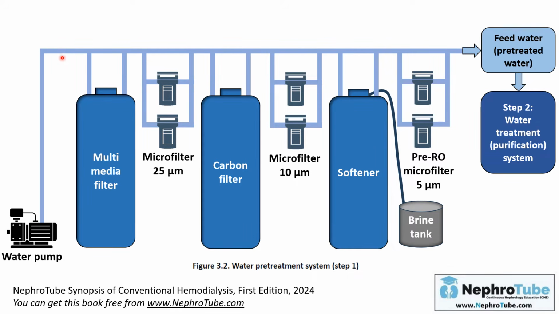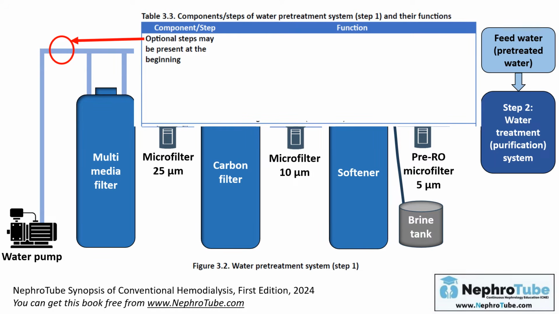Another point to add here, I want to add here that there may be some additional optional steps that can be used here before the multimedia filter at the start. So what are the optional steps that may be present at the beginning? One of them, there may be here a valve that blends hot water and cold water together in extremely cold environments. In extremely cold environment, the water that enters this system may be very cold, so there may be here a valve that blends hot and cold water to maintain a constant temperature of the water in the water unit.